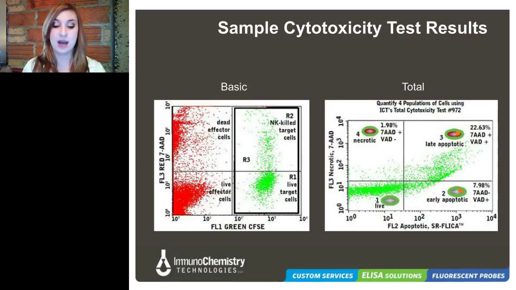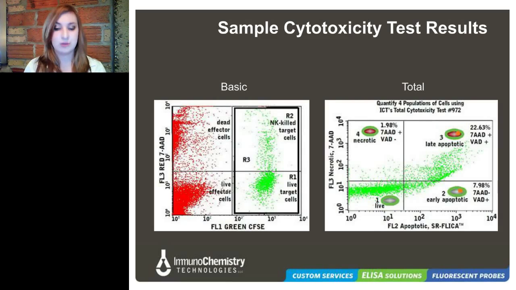And here we can now analyze our 4 different populations of cells, which are our live cells and 3 populations of cells in the death process. So you can see in quadrant 1 that there are the live cells stained green. Quadrant 2 has early apoptotic cells that are stained both green and orange. Quadrant 3 has late apoptotic cells that are stained green, red, and orange. And quadrant 4 has necrotic cells that are stained green and red.